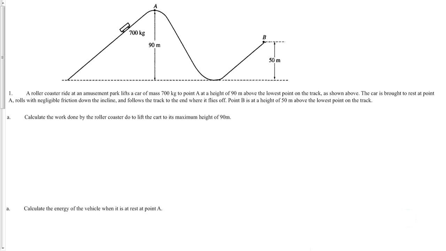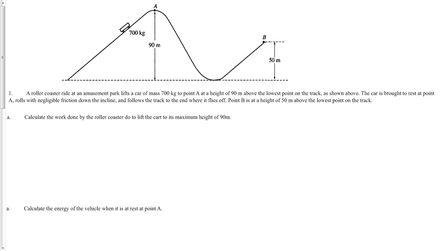All right, so here we have a roller coaster, which lifts the car, 700 kilograms, to point A at a height 90 meters above. The car is brought to rest at point A, and then it rolls down the incline and follows the track where it flies off, where B is at 50 meters. All right. Work done by the roller coaster to lift the car to the maximum height of 90.